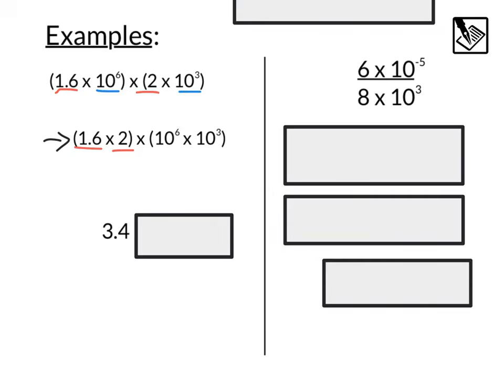Multiplying that out, we'll have 1.6 times 2, which is going to give us 3.2. Then we have that 10 to the 6th times 10 to the 3rd. 6 plus 3 is going to be 10 to the 9th. And there's our answer, 3.2 times 10 to the 9th.